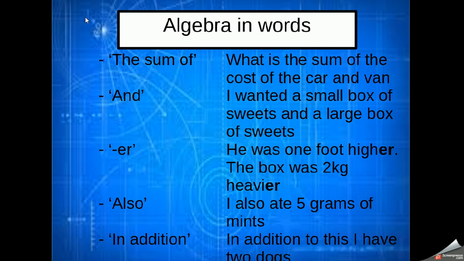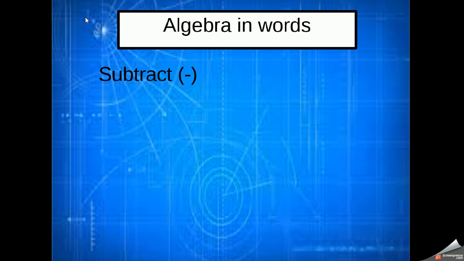In addition is another one. In addition to this, I have 2 dogs. So I have 4 dogs at work. In addition to this, I have 2 dogs at home. 4 plus 2 is 6. So let's have a look at subtract then, taking away. Less. I have 5 less than my friend. So if your friend has 10 oranges and you've got 5 less, that's 10 take away 5.